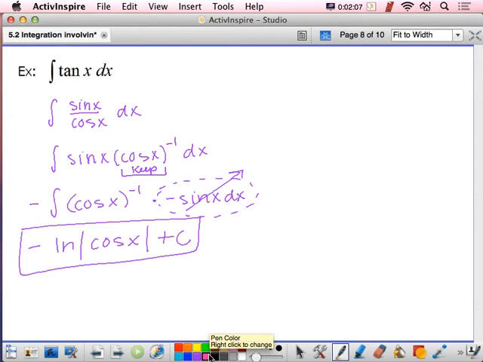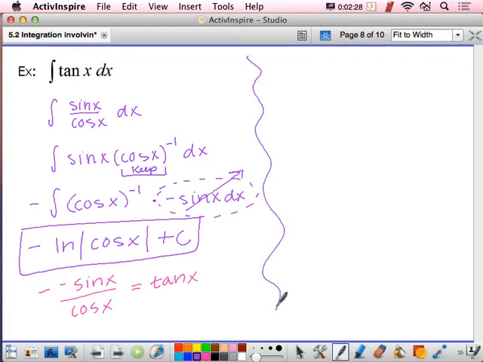And then, of course, we could check it. We take the derivative of the inside, which is negative sine, and divide by the inside. A negative negative makes a positive, and a sine over a cosine makes a tangent. This is pretty cool.